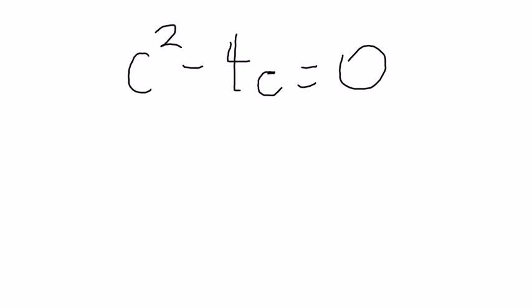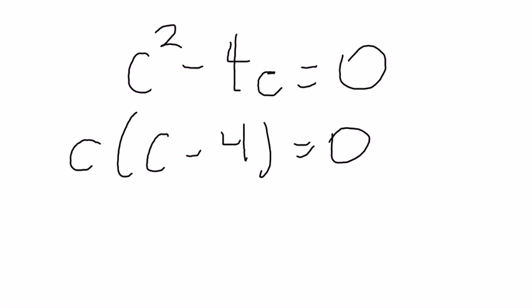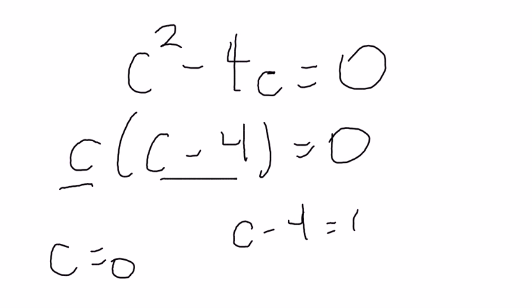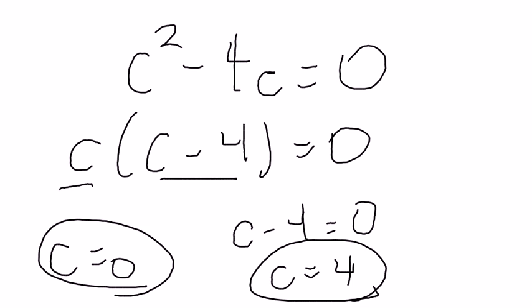Number 6, c squared minus 4c equals 0. I can't really factor it the same way because it's not a trinomial, but there is something I can do. I could take a c out of both of those, like that. What will make that 0? 0. What will make this guy 0? c minus 4 equals 0, and so c equals positive 4. So those are my two answers, and that's C for number 6.